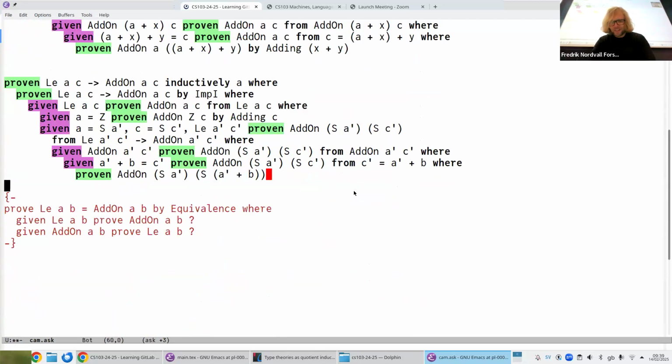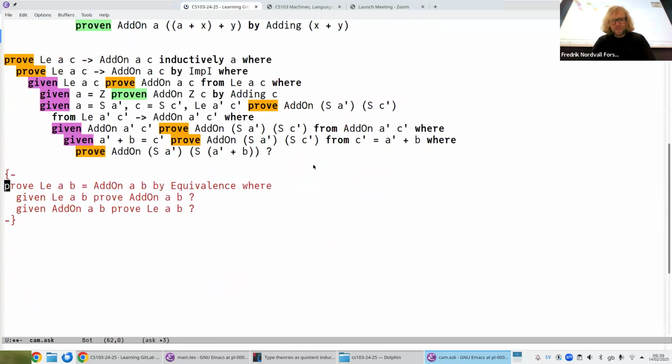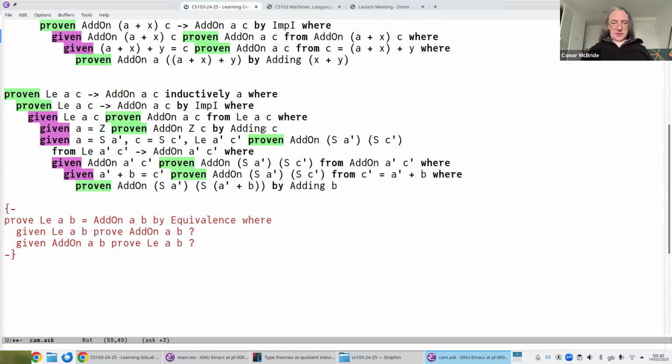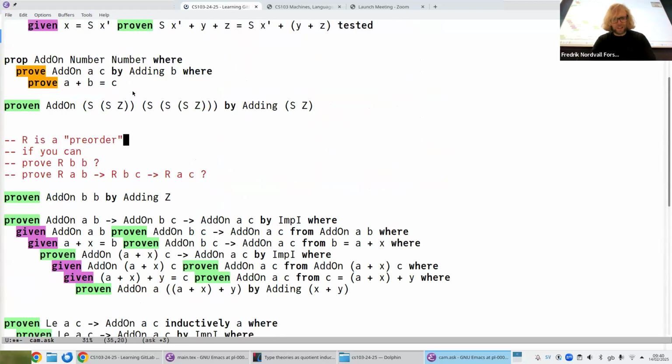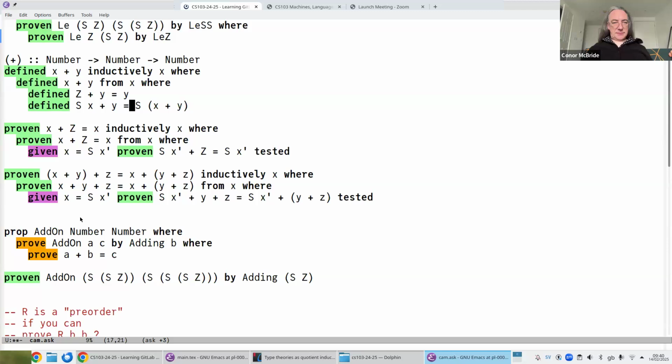So let's go back to this version. I'm slightly surprised it didn't work, but anyway. Unless I made a mistake, but this works in any case, right? And now should we go up and look at the add-on predicate? Yeah.